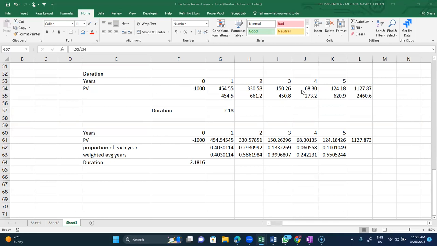Yes, locking cell will be available in the exam. Locking cell will be available in the exam.